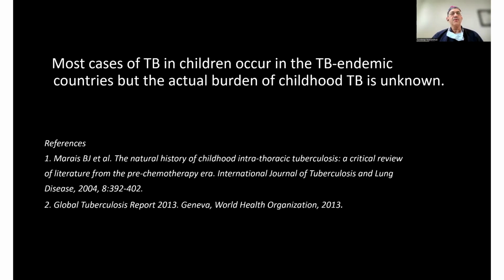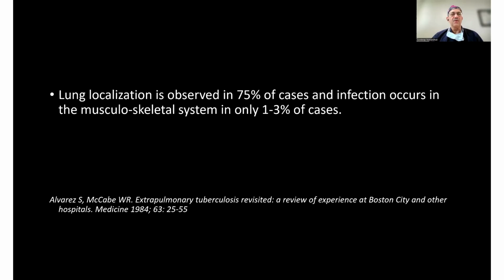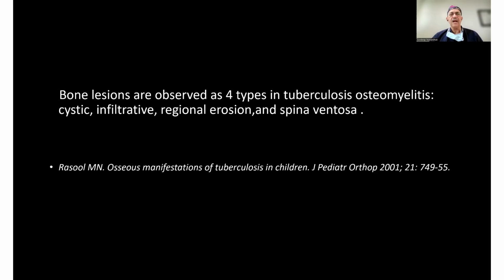It's been published that most of TB in the osteoarticular region happens in the third world countries, but the total burden is unknown. Lung localization is seen in 75% of cases. Musculoskeletal system is just about 3%. Bony lesions are of 4 types: cystic, infiltrative, erosions, or spina ventosa.